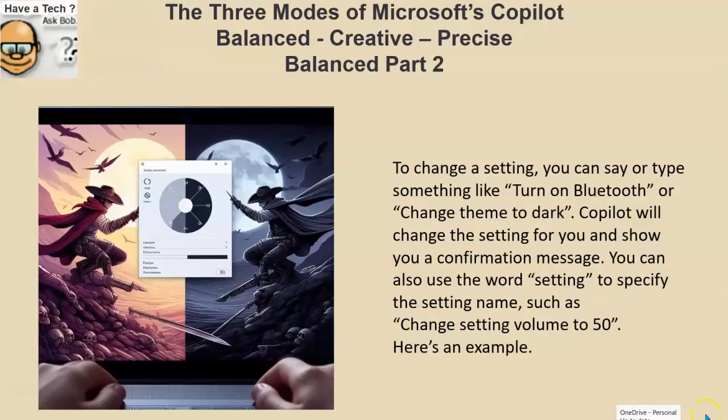To change a setting, you can say or type something like turn on Bluetooth or change theme to dark. Copilot will change the setting for you and show you a confirmation message. You can also use the word setting to specify the setting name, such as change setting volume to 50.